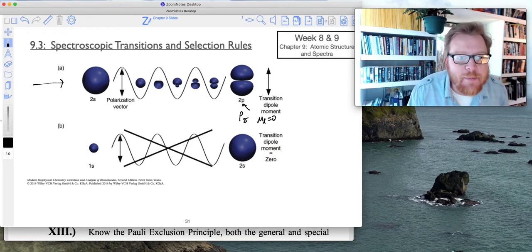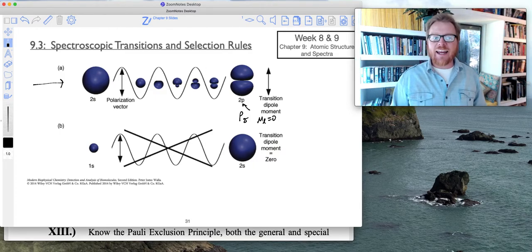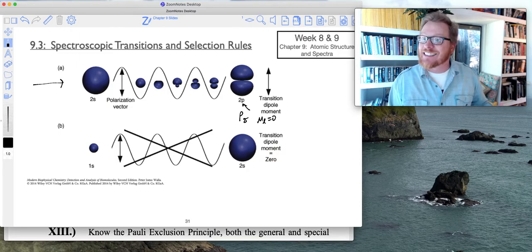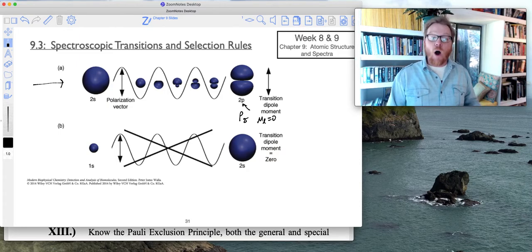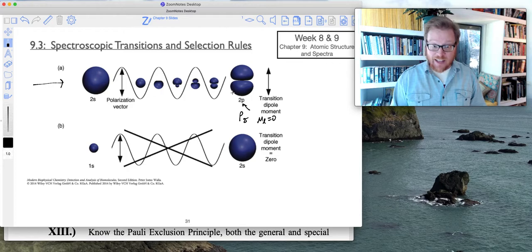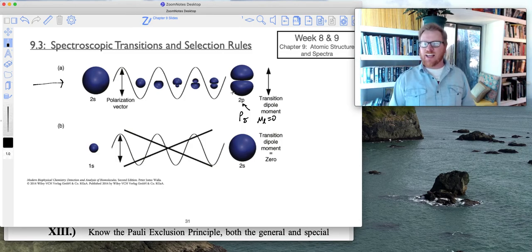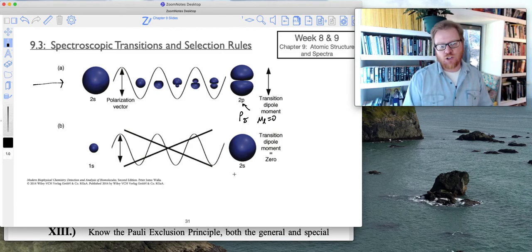And as you can see by this picture through these oscillations, we're going to get not only an oscillating electromagnetic field from the light itself, but also from this transition from a 2s to a 2p, we're going to have an oscillating dipole moment in the actual molecule. And that's why light is able to interact with these things. But what about going from this 1s to 2s?